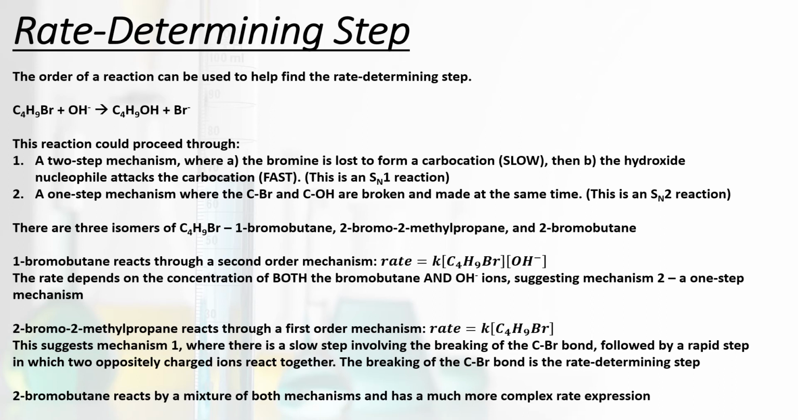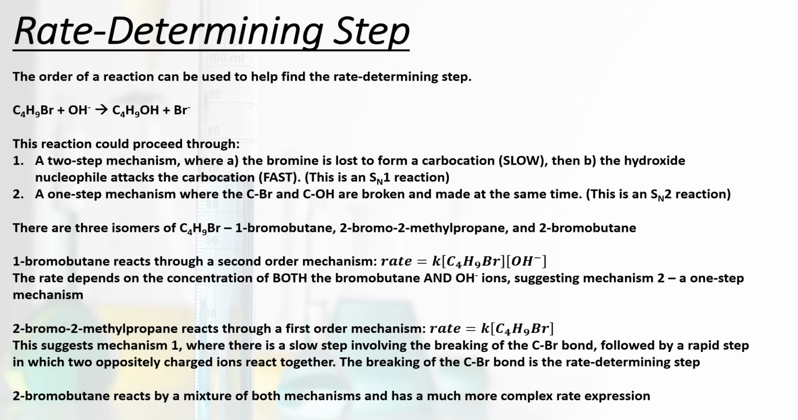Now this reaction could proceed either through a 2-step mechanism where the bromine is kicked off straight away. This forms a carbocation. That's a very slow process. Then the hydroxide nucleophile, the hydroxide anion, attacks the carbocation, and that's a very fast reaction because our carbocation is positively charged, the hydroxide anion is negatively charged. There's a lot of charge attraction. And this is what we call an SN1 reaction.